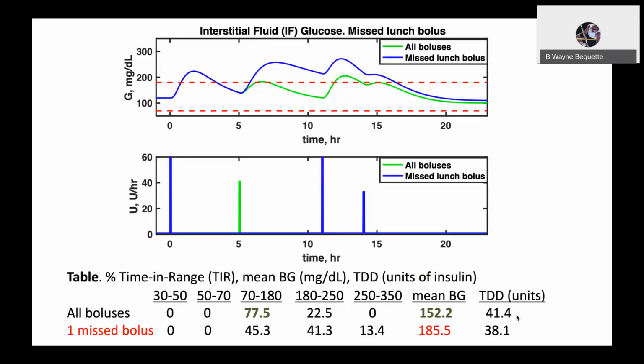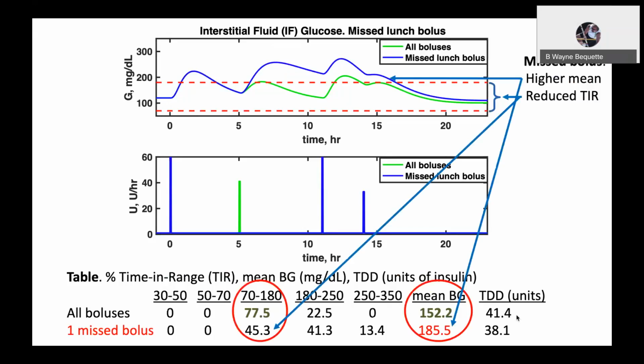And that's really what's shown in this table here, where in one line, I'm showing the effect of having all the boluses given. And the second line is if I have the missed bolus at lunchtime. And what you find is with that missed bolus, you have a higher mean value, 185.5 milligrams per deciliter versus 152.2 if you don't miss any insulin bolus. And then your time in range is only 45.3% of the time in the range of 70 to 180 milligrams per deciliter. Whereas when you give all the insulin boluses, you spend 77.5% of your time in that desirable range. Then also, if you've missed that lunch bolus, you also have more time in the 180 to 250 milligram per deciliter range, and also in the 250 to 350 milligram per deciliter range.